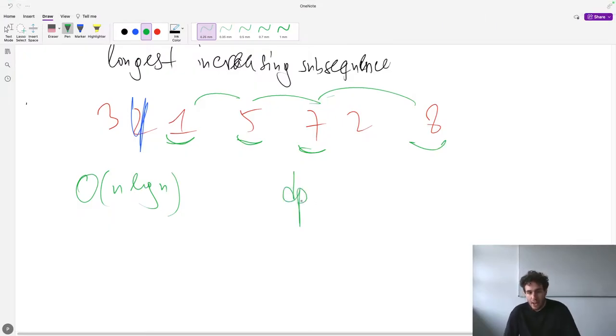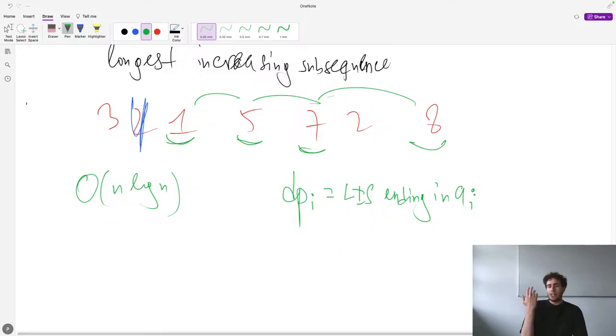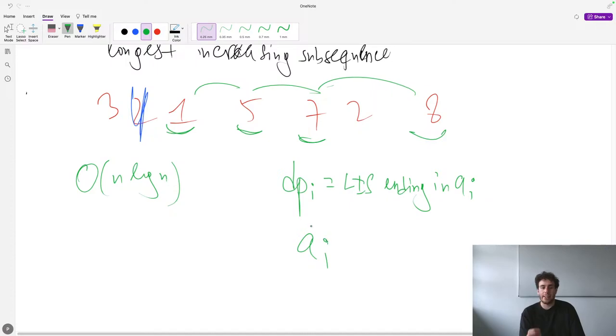Let's say the dp_i is LIS ending in a_i. So our array is a. Let dp_i be the longest increasing subsequence, the length of the longest increasing subsequence that ends in this element. So this element is the last element of the sequence. How do I compute this? Well, I have this element a_i. I just look at all possible previous elements in the sequence. And then I need to take the longest sequence here, and then I'm taking just one more element, right?